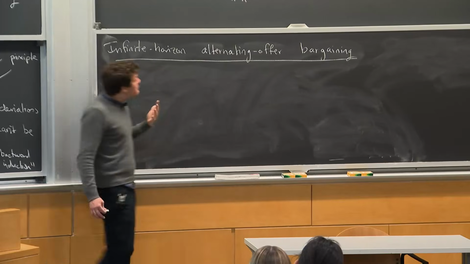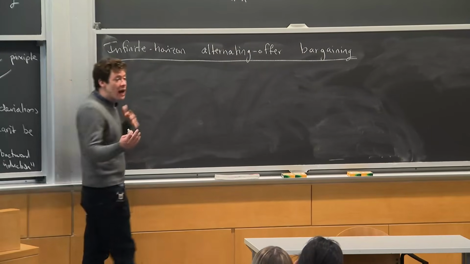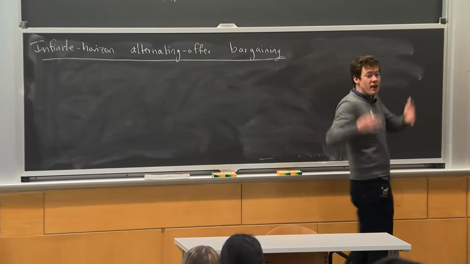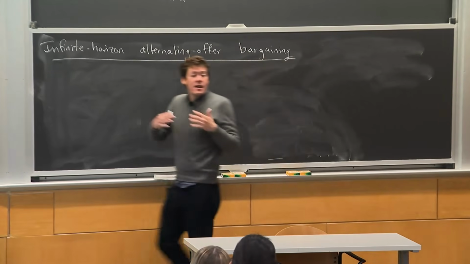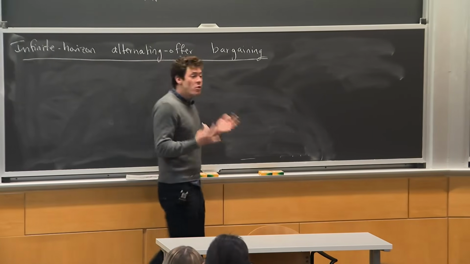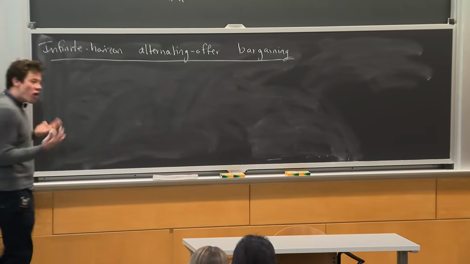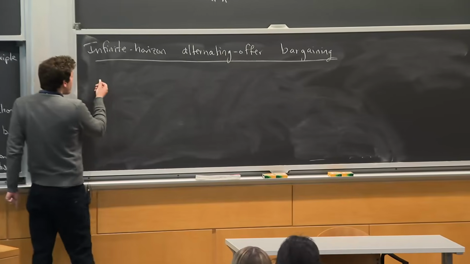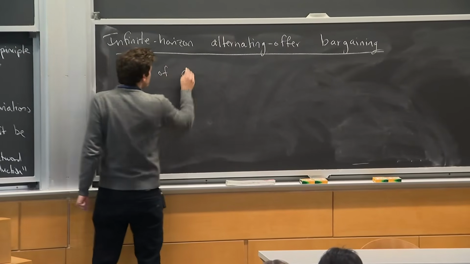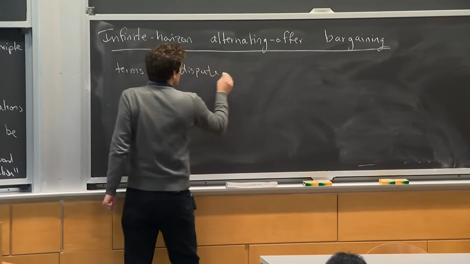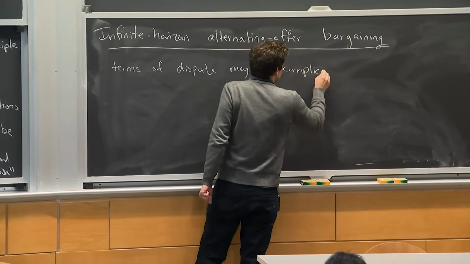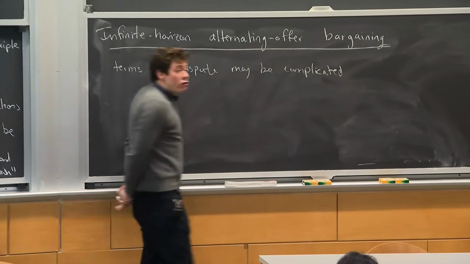And we want a very abstract model of this that can capture not just haggling over the price of something, but also, say, international relations. Right now there's some negotiations going on in the Middle East. How can we have a very general model that can capture these negotiations? Well, that's hard because what we're negotiating over may be very complicated. So maybe I'll say the terms of dispute may be complicated.